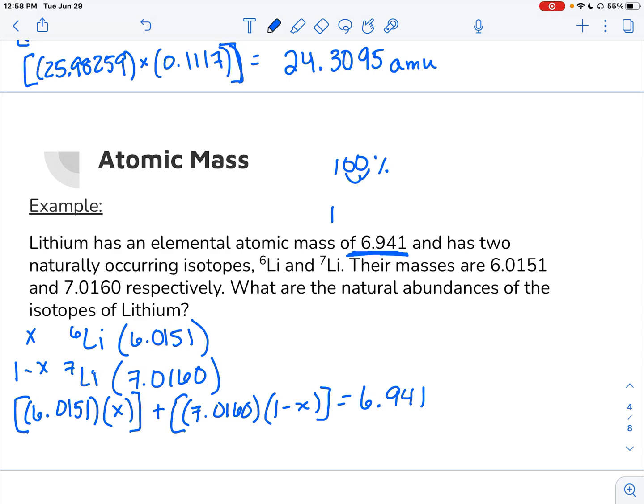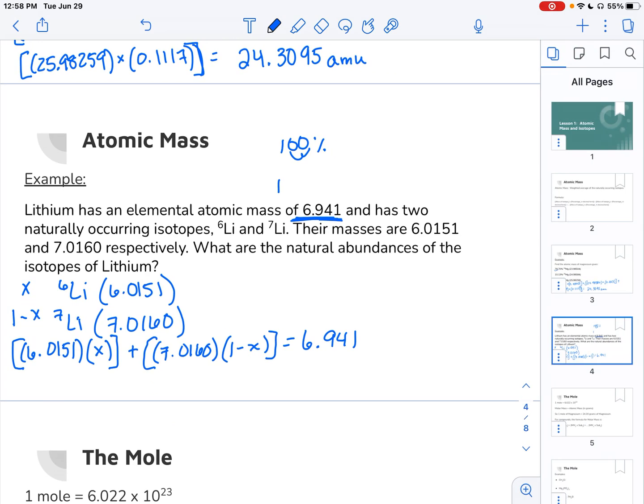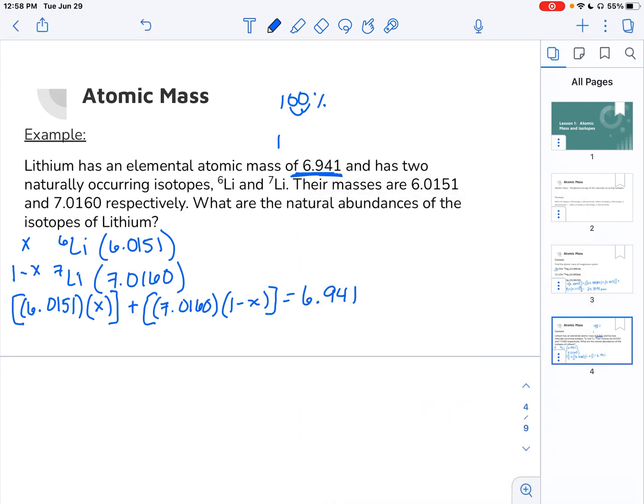So then you solve this. I'm not going to go through solving it. It's just a regular algebra problem. I know you can all do that. So when you solve this, you get that X equals 0.075.